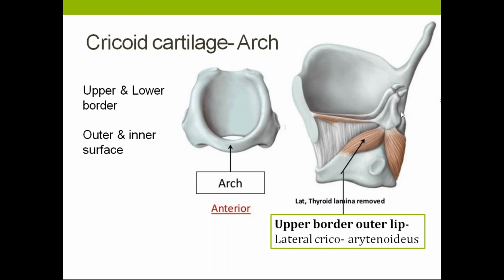This is the arytenoid cartilage. You can see the arytenoid cartilage. This is the thyroid cartilage. Here the muscle is shown. This is the vocalis muscle. Above that you have the vocal ligament.